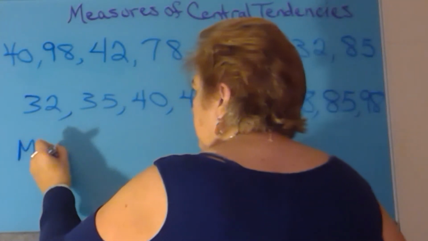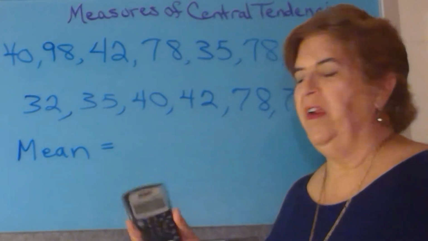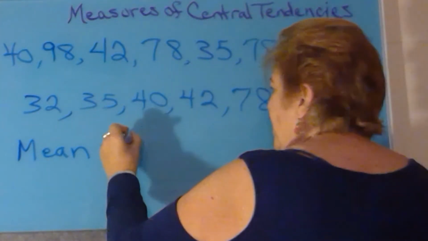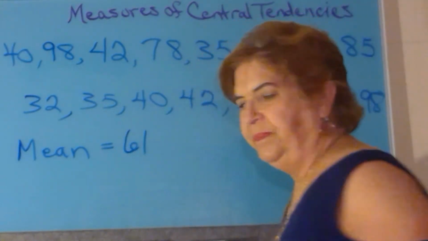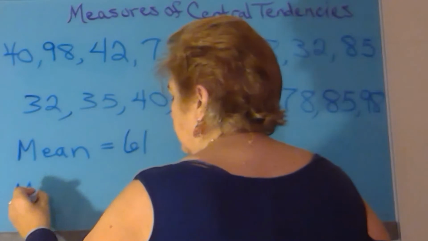our mean, and I did this beforehand on the calculator, comes out to be 61. That's the only one you should need a calculator for.